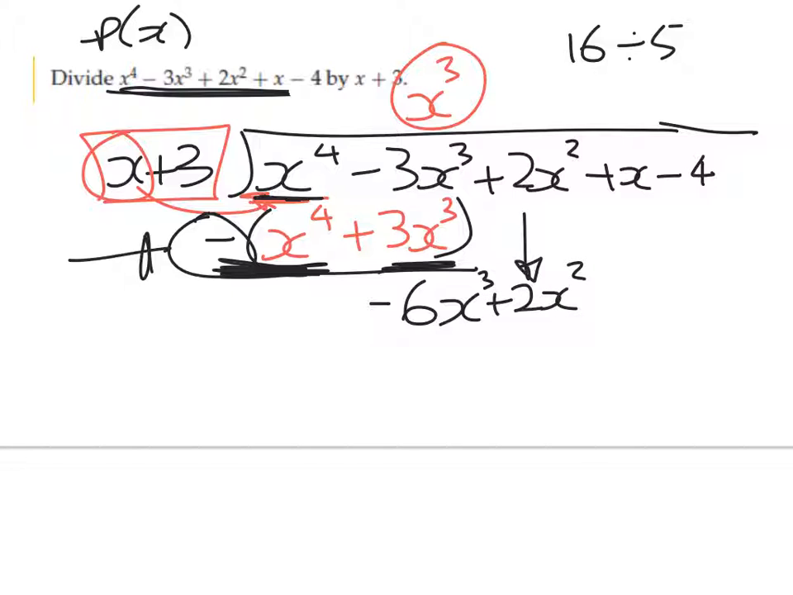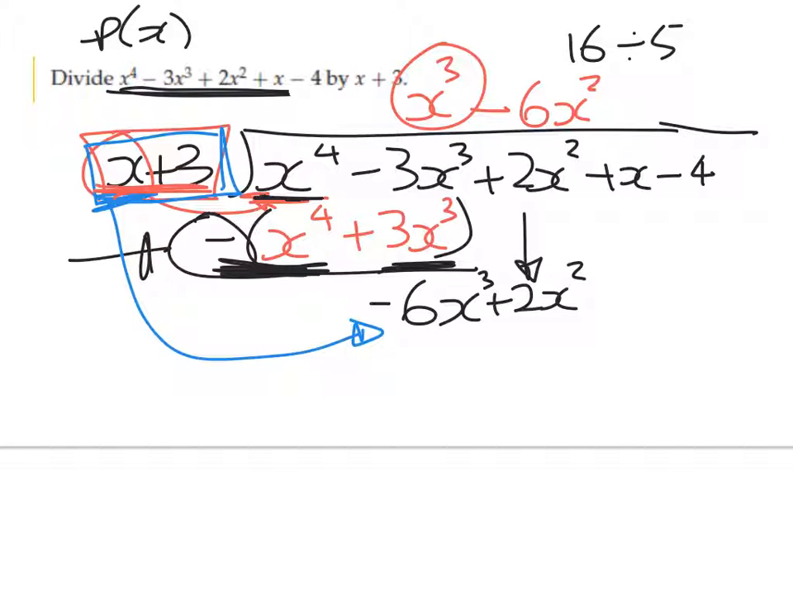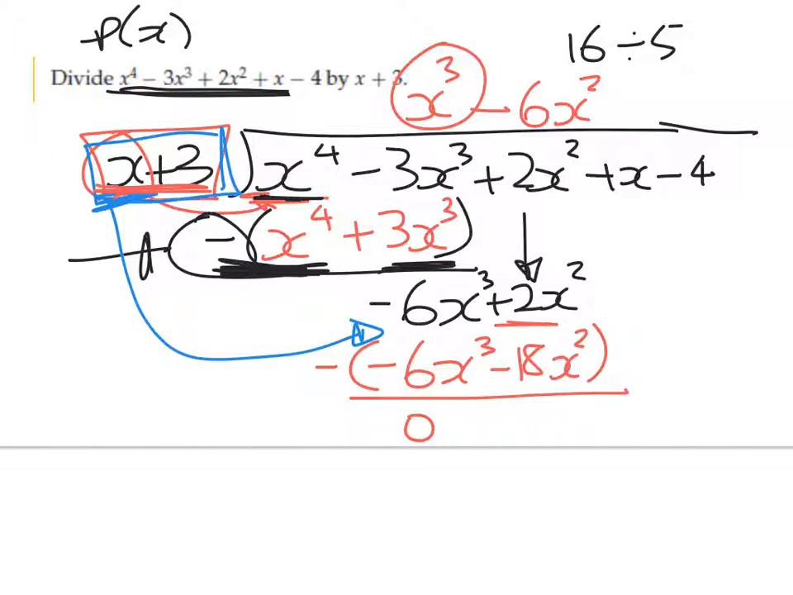And I go back over to here and I say, let's look at the x plus 3. X times what will give me negative 6x cubed? So it's going to be minus 6x squared. And off we go again. So negative 6x squared times this gives me negative 6x cubed minus 18x squared. Bracket around it, subtract it, so we get 0 here. 2x squared plus 18x, be careful with that, gives me plus 20x squared.